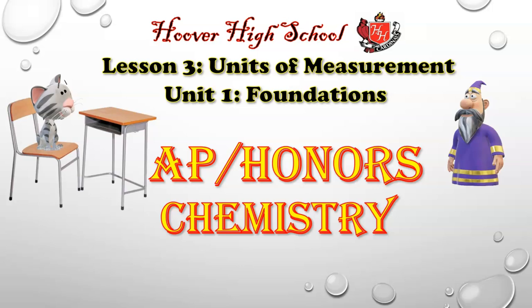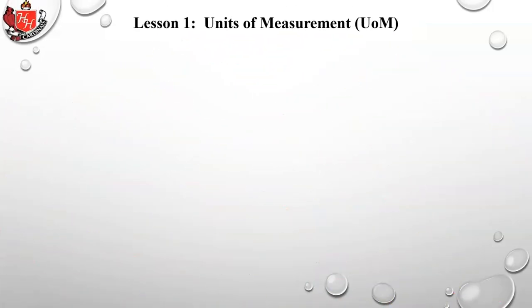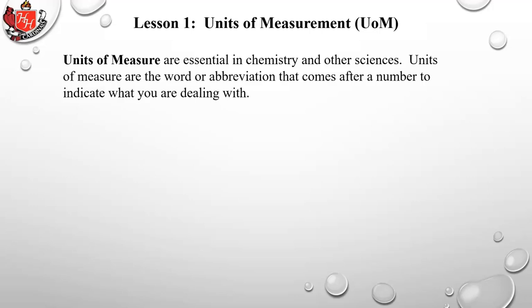All right, chemistry, this is lesson 3, dealing with units of measurement. So units of measure or units of measurement are essential in chemistry and other sciences. Units of measure are the word or abbreviation that comes after the number to indicate what you are dealing with.